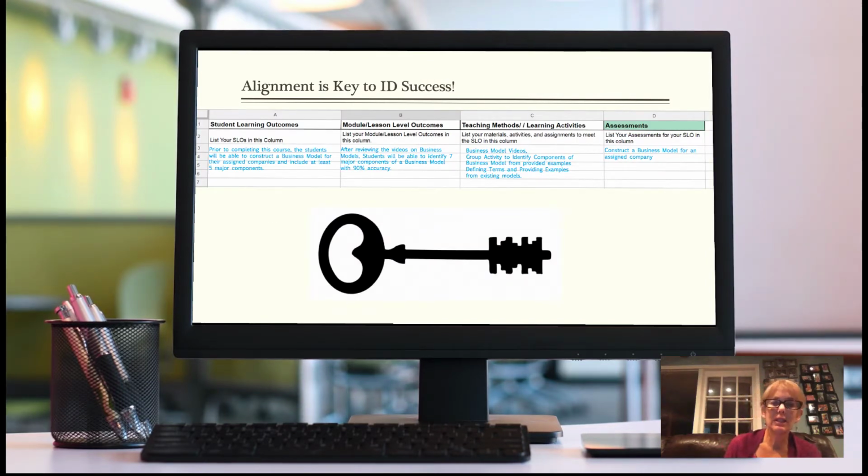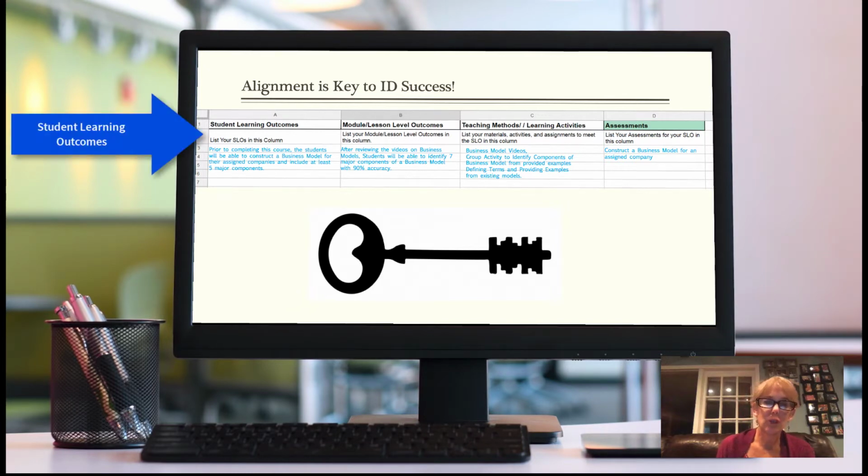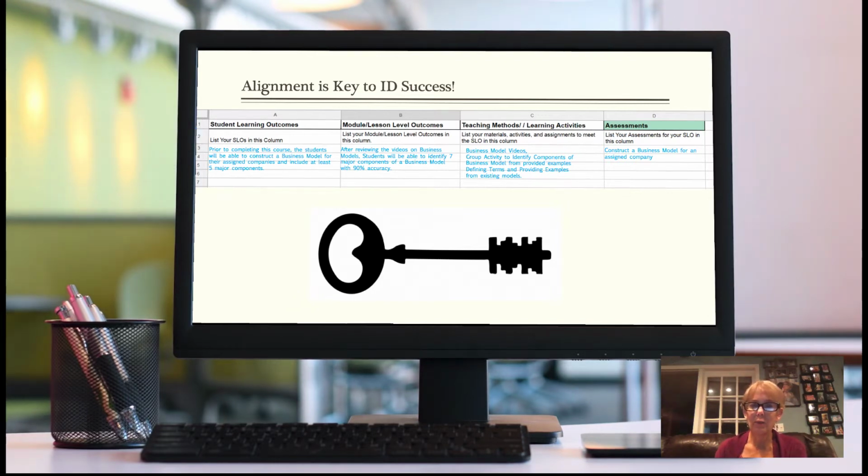Alignment. Alignment is key to ID success and to learning success. So I put a picture of a key here to remind you of how important this is. This is a little chart that I use whenever I'm designing a course. I start with the student learning outcomes. I list them in the left-hand column. And then in my next column, I do the module or lesson level outcomes, and I list those in the order of how they align with the student level outcomes for the course.